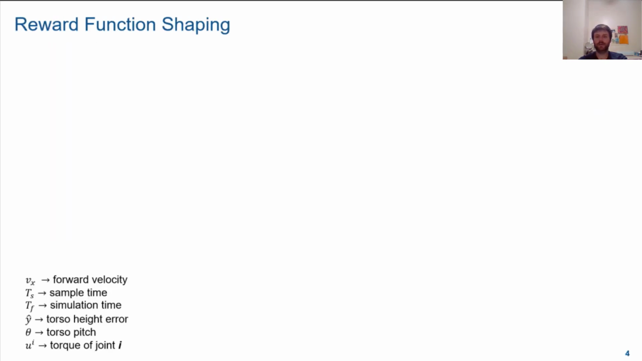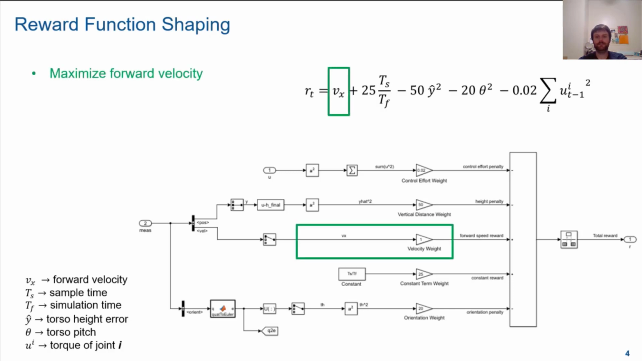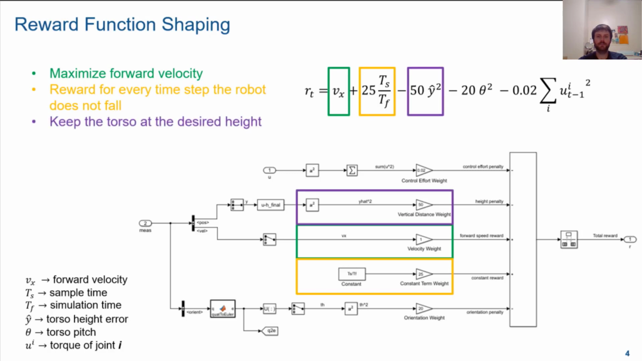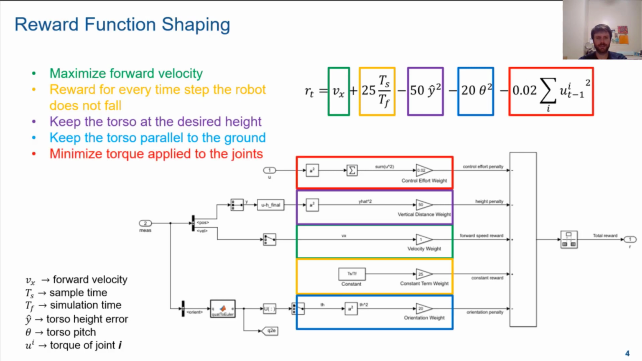As stated before, one of the critical tasks for the engineer using reinforcement learning is to design the reward function. For the quadruped robot, we will design a reward function to reinforce the following behaviors: maximize forward velocity, prevent the robot from falling over, keep the torso at the desired height, keep the torso parallel to the ground, minimize torques applied to the joints.